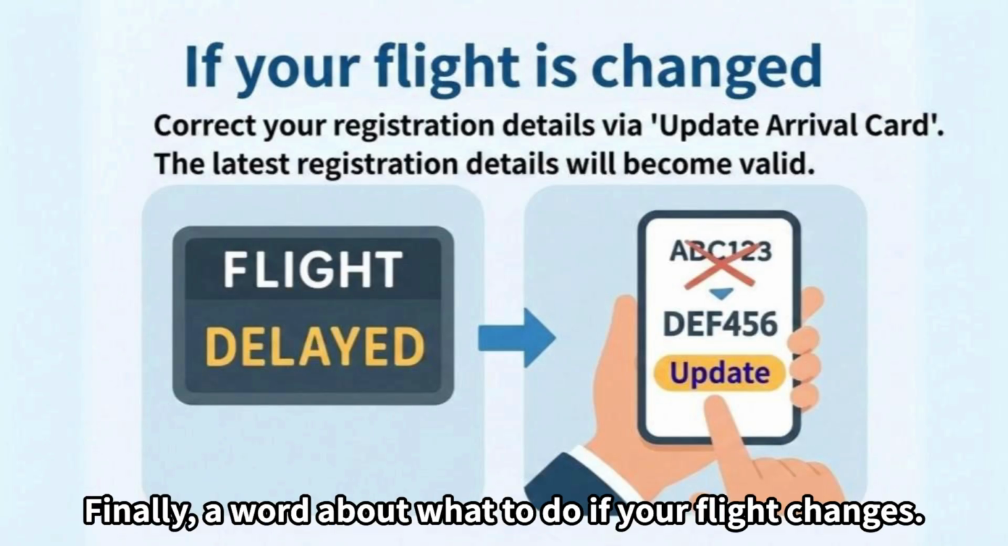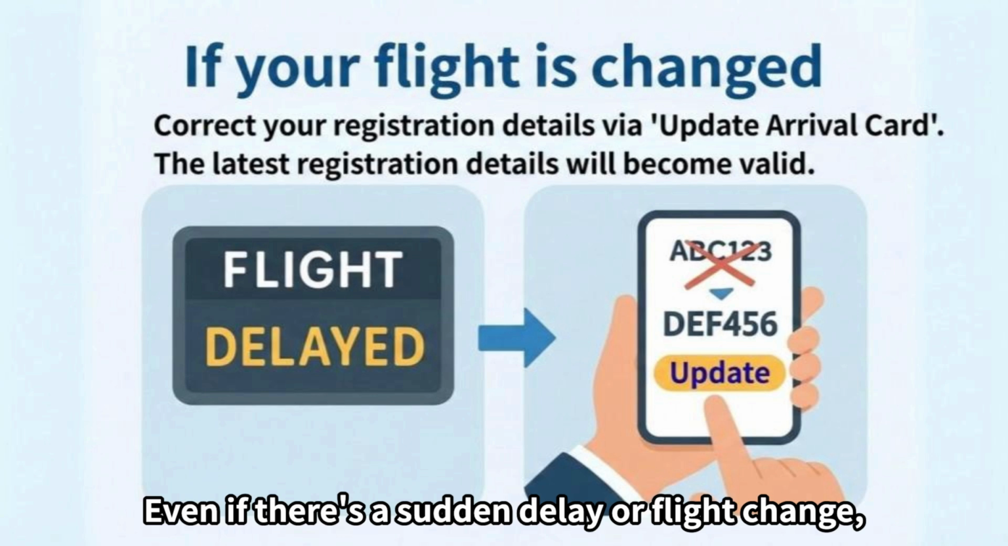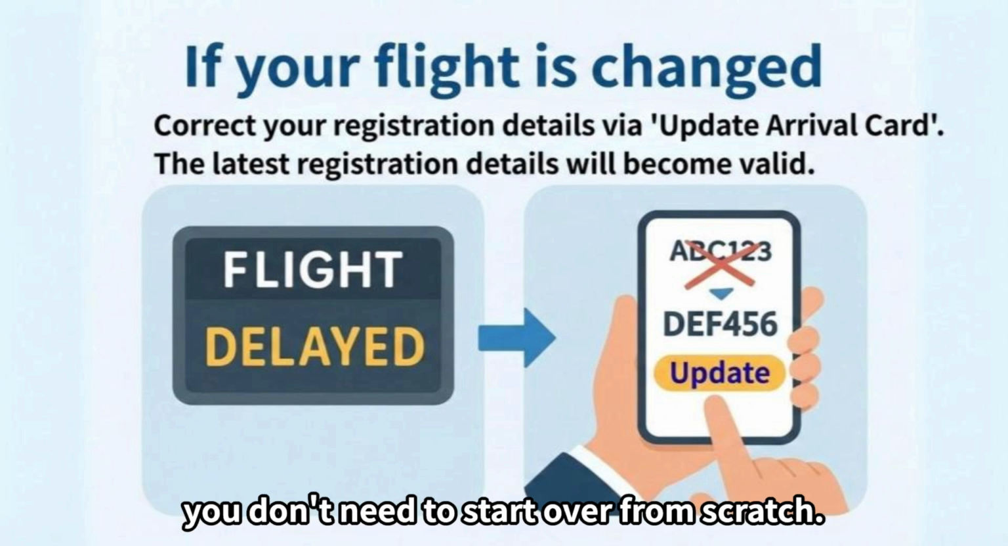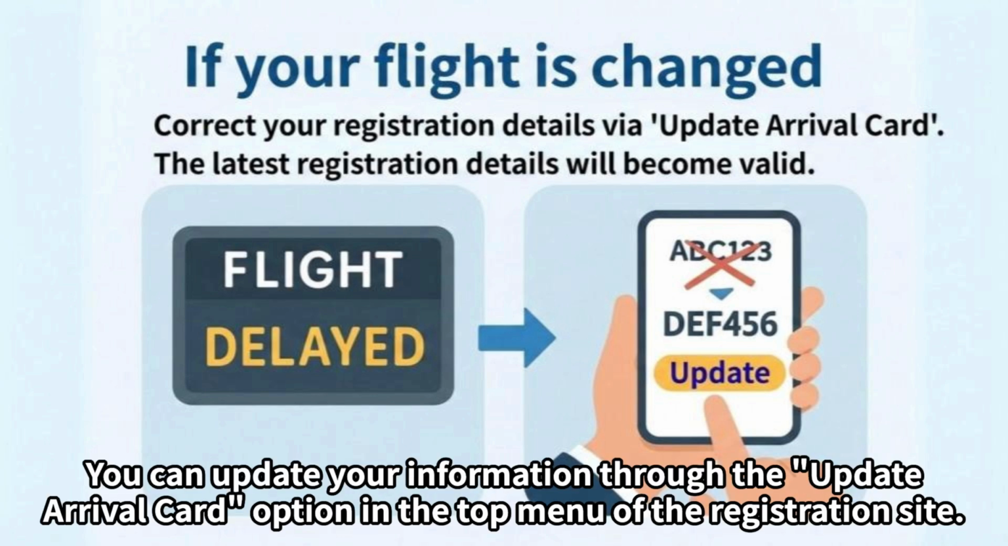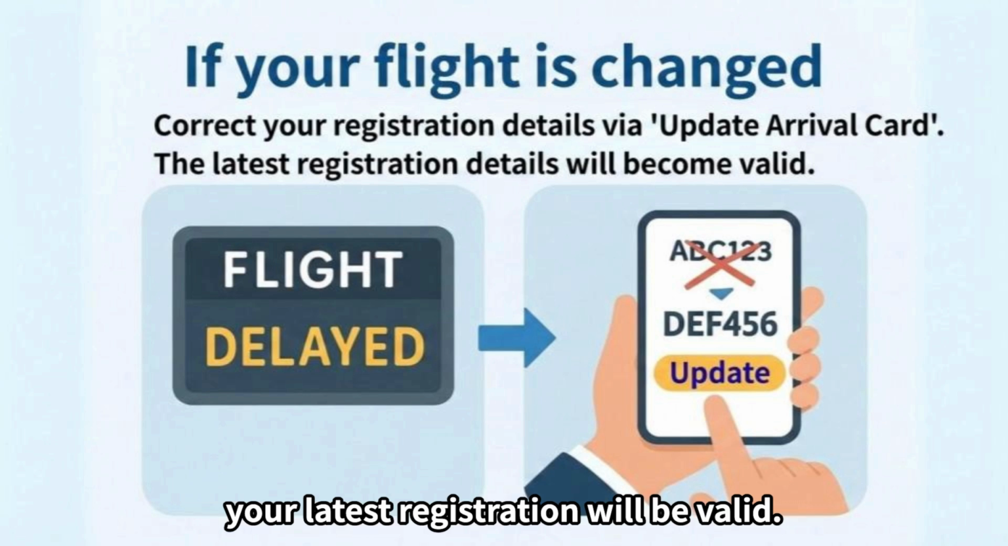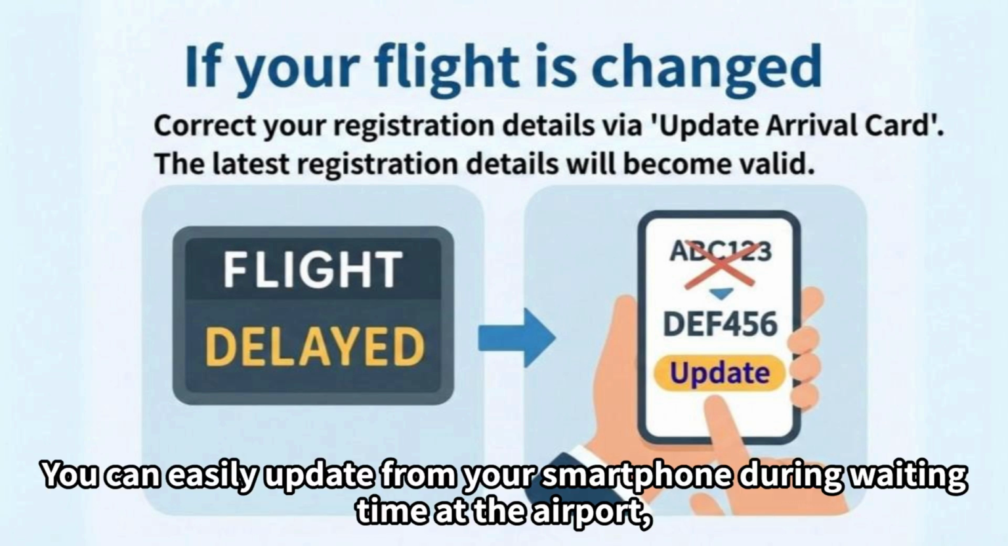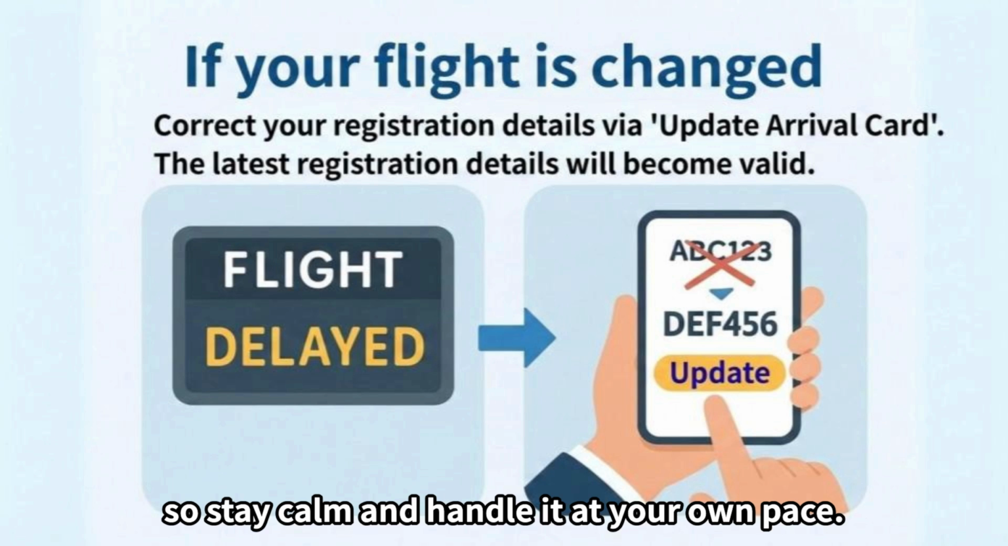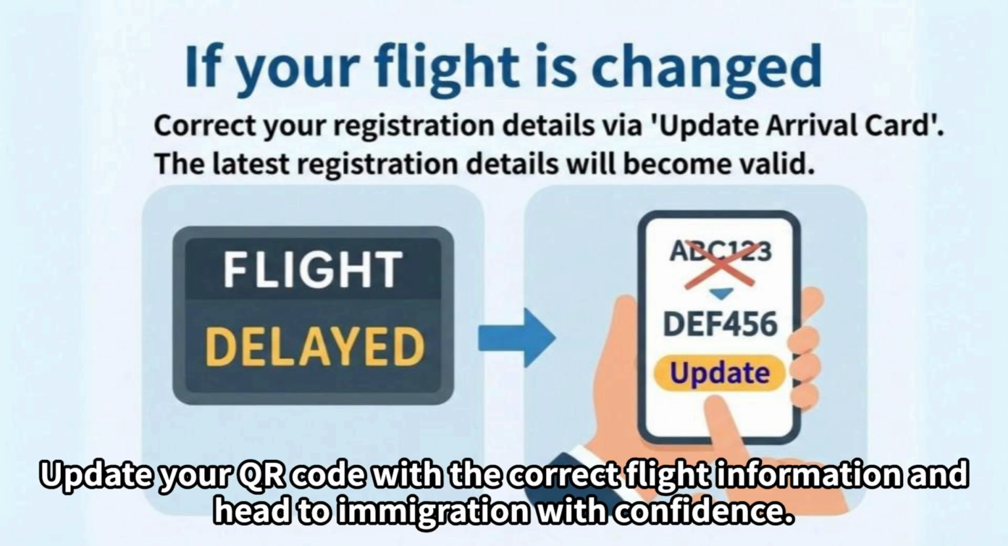Finally, a word about what to do if your flight changes. Even if there's a sudden delay or flight change, you don't need to start from scratch. You can update your information through the Update Arrival Card option in the top menu of the registration site. Once you edit and resubmit, your latest registration will be valid. You can easily update from your smartphone during waiting time at the airport, so stay calm and handle it at your own pace. Update your QR code with the correct flight information and head to immigration with confidence.